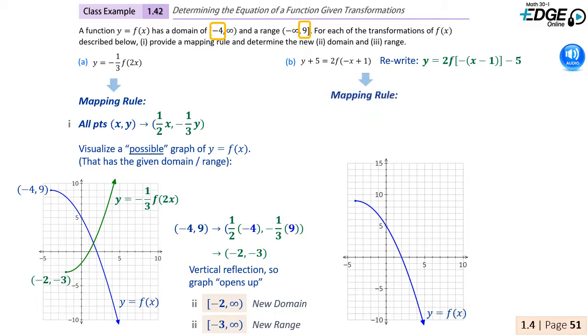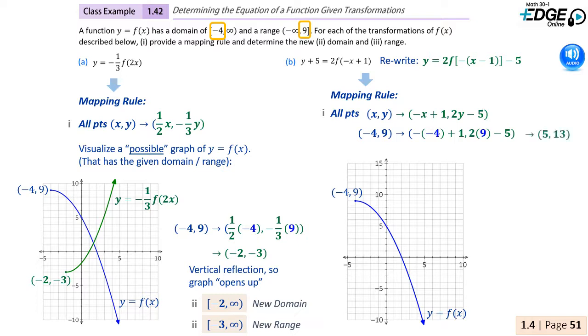From here, we can write our mapping rule. We see that x has been affected in two ways. There's a reflection in the y-axis and a translation of 1 unit right. Our y value has been affected in two ways, a vertical stretch by a factor of 2 and a translation of 5 units down. Much like the last example, we'll apply this mapping rule to our endpoint of (-4, 9). This time, our new endpoint is at (5, 13).